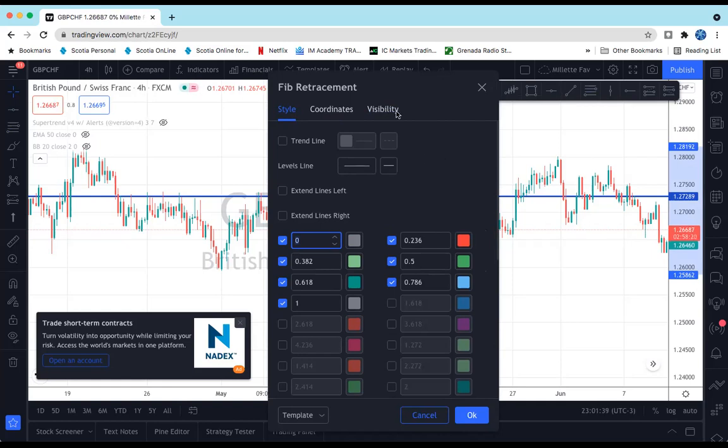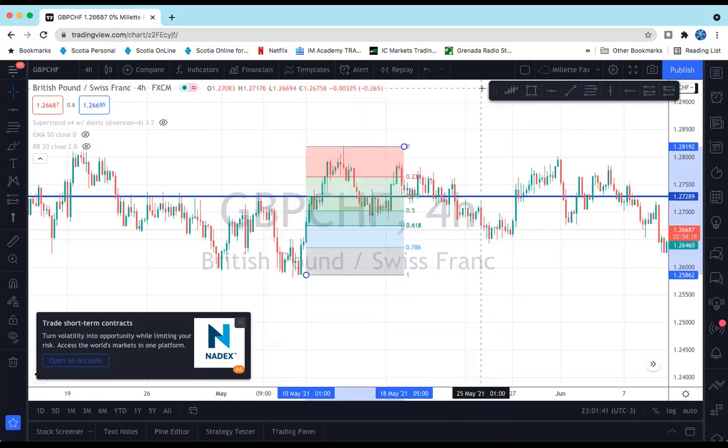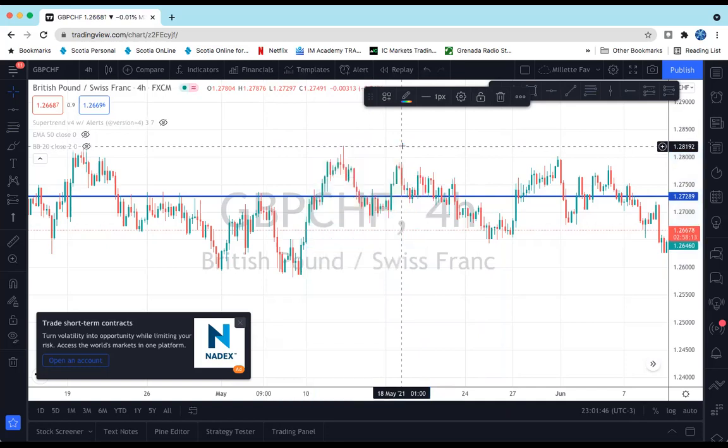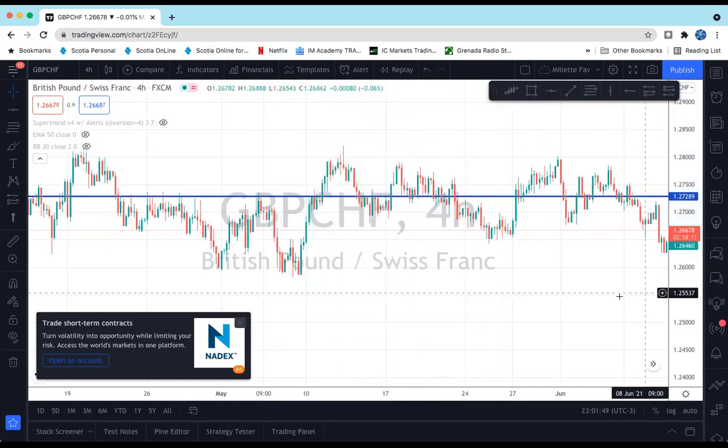So these are just the key areas that I want to show, what means something to me. It's important, and we can always modify ours to suit what it is here.